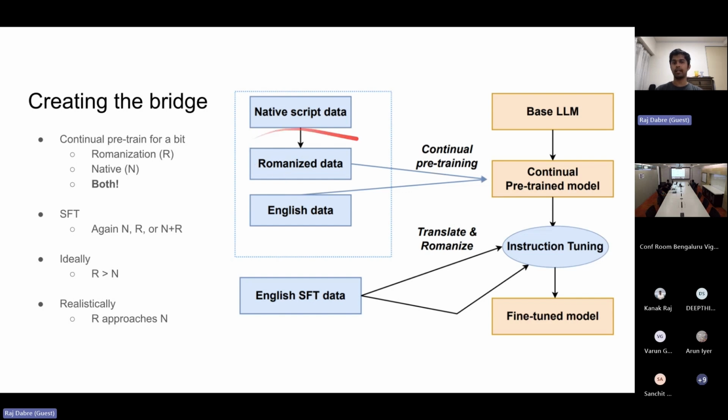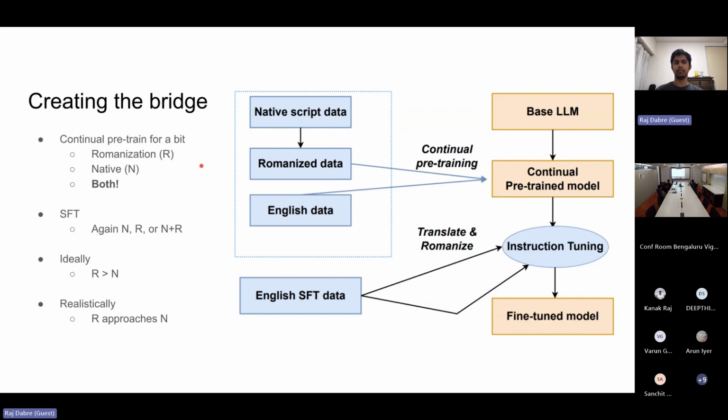When we have romanized data, we first perform some kind of continual pre-training. Then we have supervised fine-tuning data, which is present in English, but we translate it and then romanize it, and then perform instruction fine-tuning on top of the continual model. Note that you can just take the base LLM, which is Llama 2, and directly perform instruction tuning on the romanized equivalent. And at the end of the day, you have the fine-tuned model.